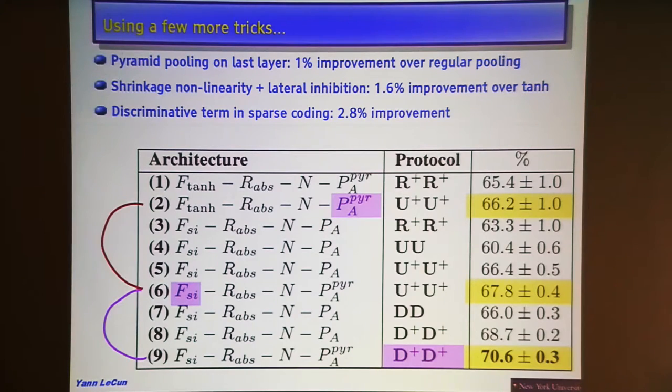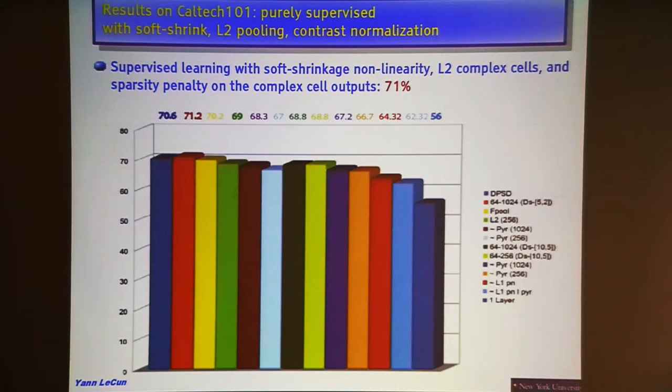Since then, we tried a few more tricks using pyramid pooling, shrinkage pyramid pooling of various kinds, and various other tricks, which I'm not going to go into, and using semi-supervised sparse coding pre-training, we can get it up to the low 70s, like 71, 72. 71.2, I think, is just about what we get.